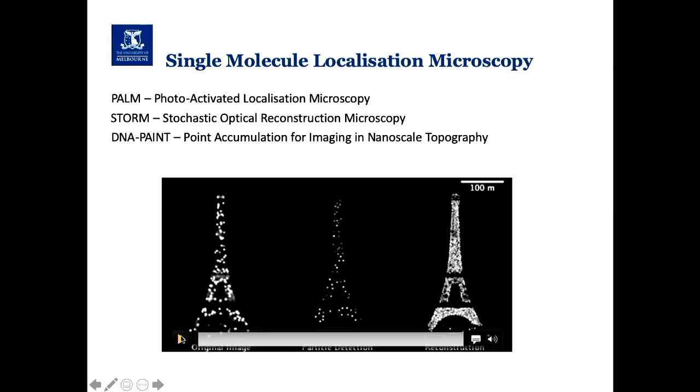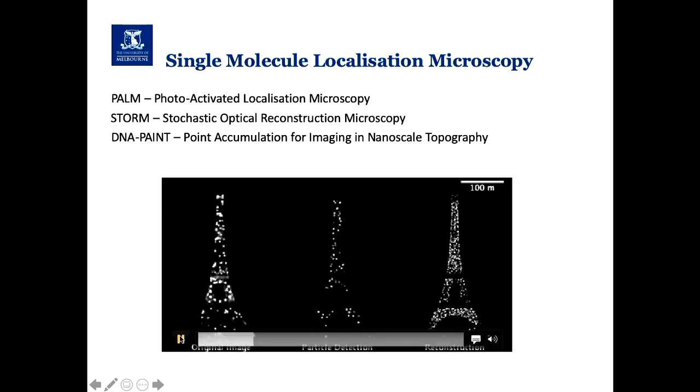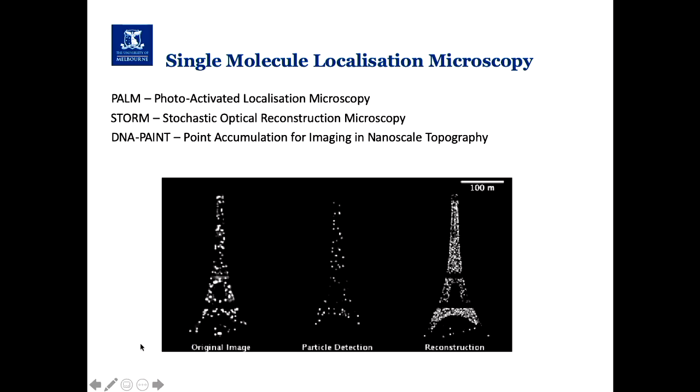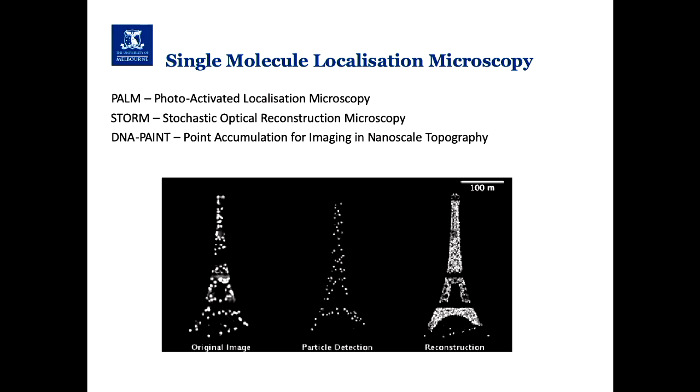So these are our original images here. This is what we've detected, and then over thousands and thousands of frames we can reconstruct a high resolution image. So these different techniques have different ways of causing this blinking effect. So in PALM we're using photoactivatable fluorescent proteins, so proteins which will either go from an off to an on state or switch from, say, a green to a red state, and we can control that switching frequency.